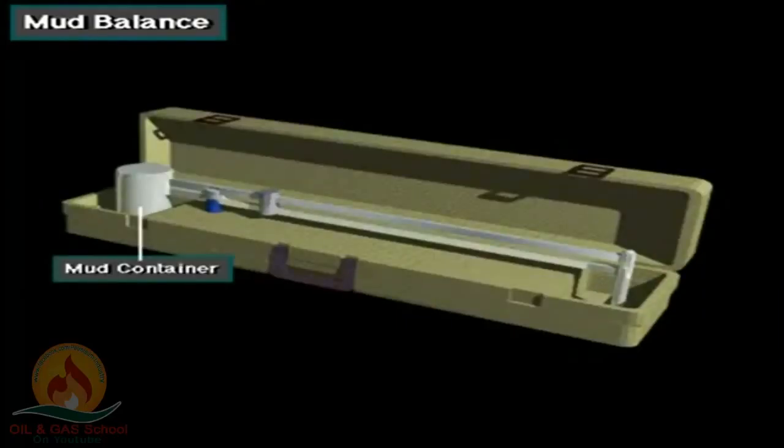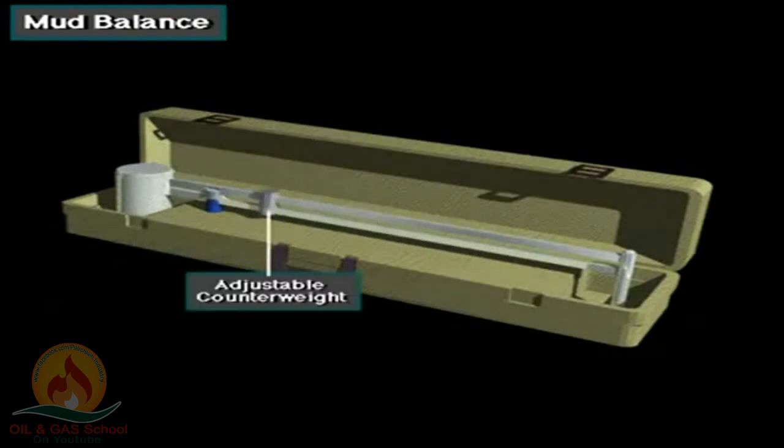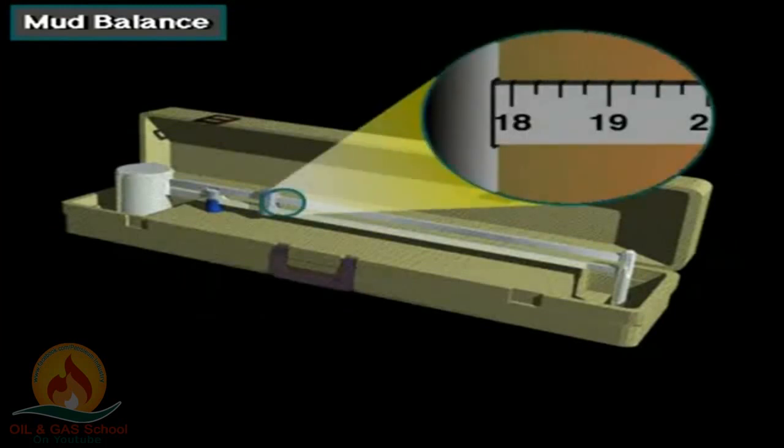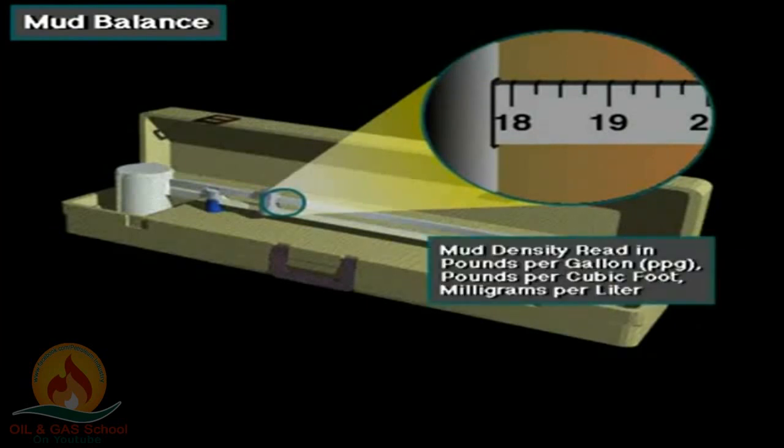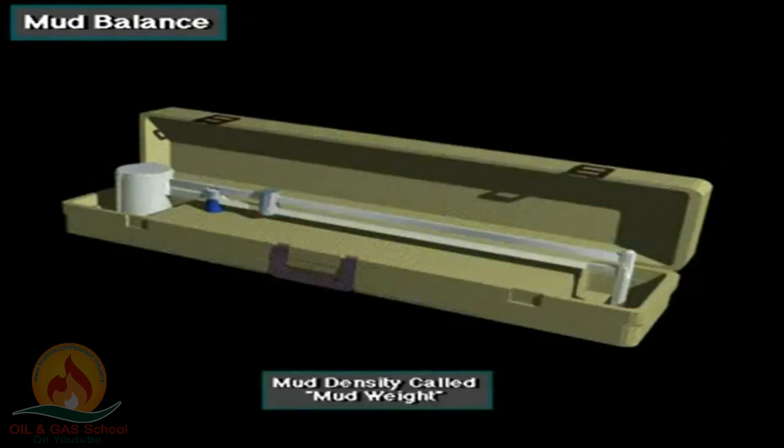The person weighing the mud puts a small amount of mud in the mud container at left on the balance. He then slides the adjustable counterweight to the right or left until the arm balances on the fulcrum. The person then reads the mud density at the point on the arm next to the counterweight. In many areas, mud density is read in pounds per gallon, but can also be reported in pounds per cubic foot, milligrams per liter, and other units. Mud density is usually called mud weight by the rig crew.